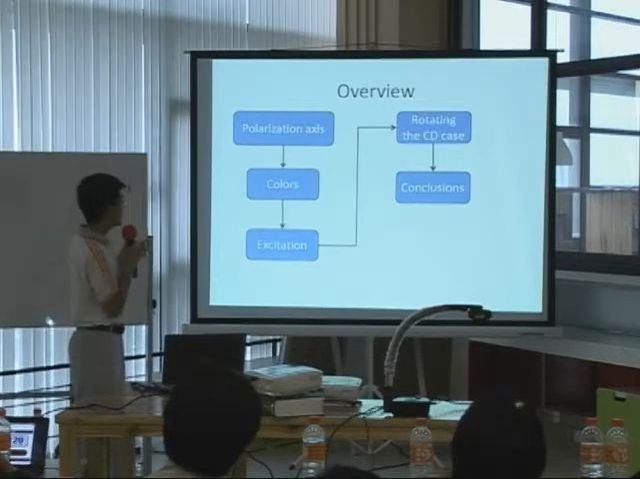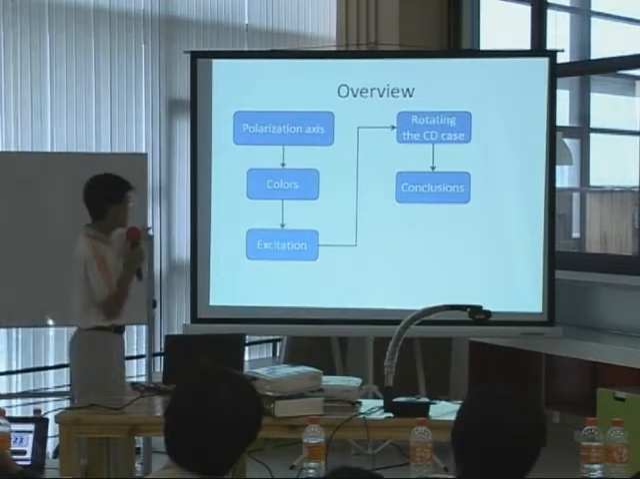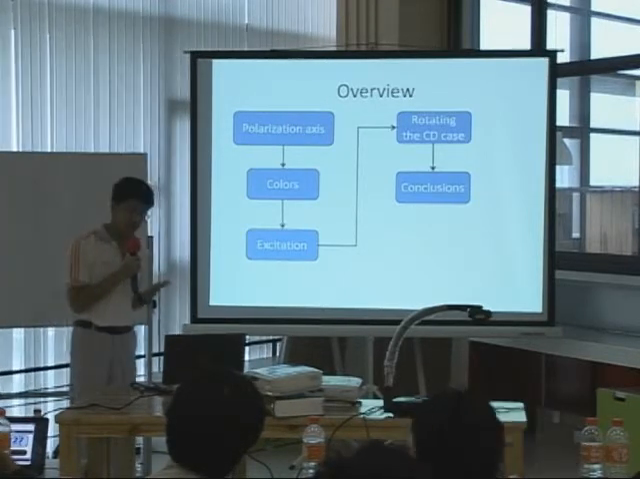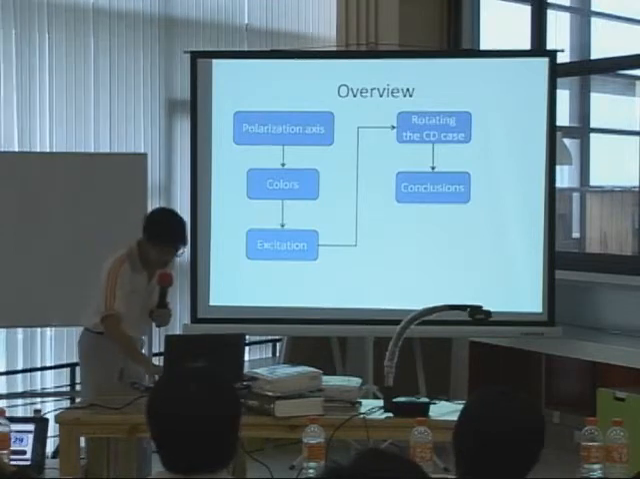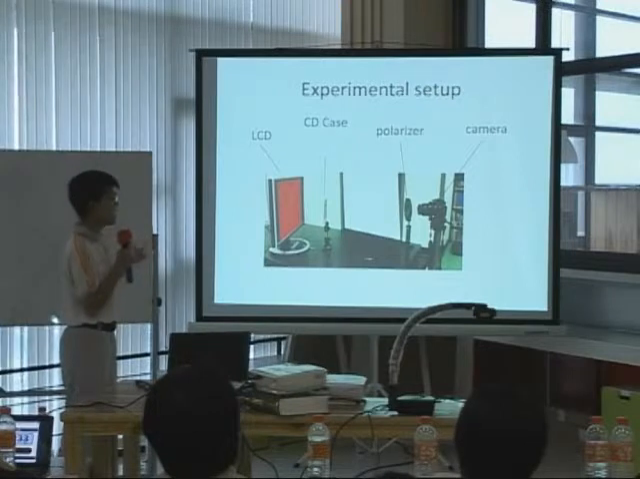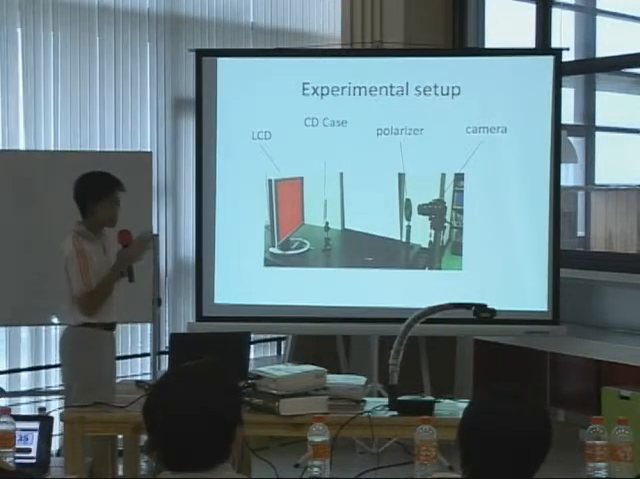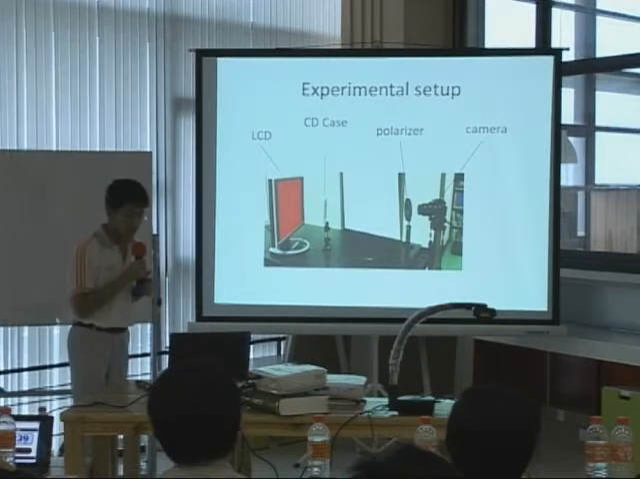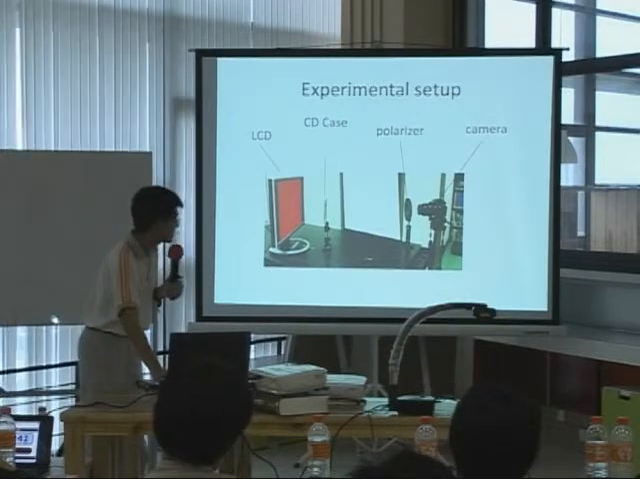Overview. I've divided into 4 experiments. First is the polarization axis. Second is the colors. Third, does the CD cause excitation? And the 4th is rotating the CD case. And then we'll go to the conclusions. The experimental setup: we have an LCD as a polarized light source, the CD case as a sample, and the polarizer as an analyzer, and then the camera to record the picture.